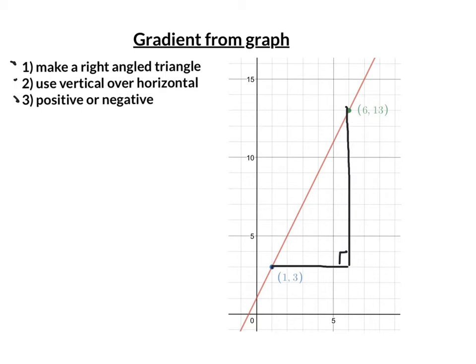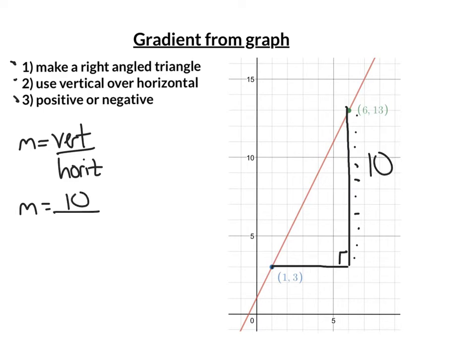So obviously make sure when you're doing this that you're using a ruler to do that. The next is I'm going to use my formula for gradient, which is vertical over horizontal, vertical distance over horizontal distance. So I will need to now work out how much that is. So I've got 1, 2, 3, 4, 5, 6, 7, 8, 9, 10. So the vertical distance is 10. And 1, 2, 3, 4, 5, and it's 5 along.